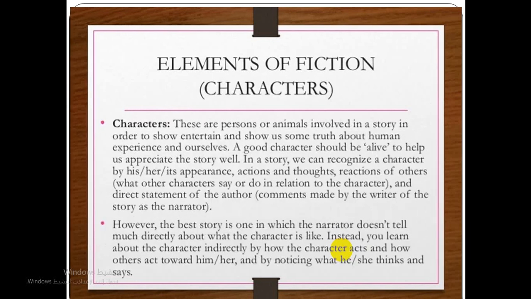Yes, characters of the short story. Characters are persons or animals involved in a story in order to show, entertain, and show us some truth about the human experience and ourselves. A good character should be alive to help us appreciate the story.